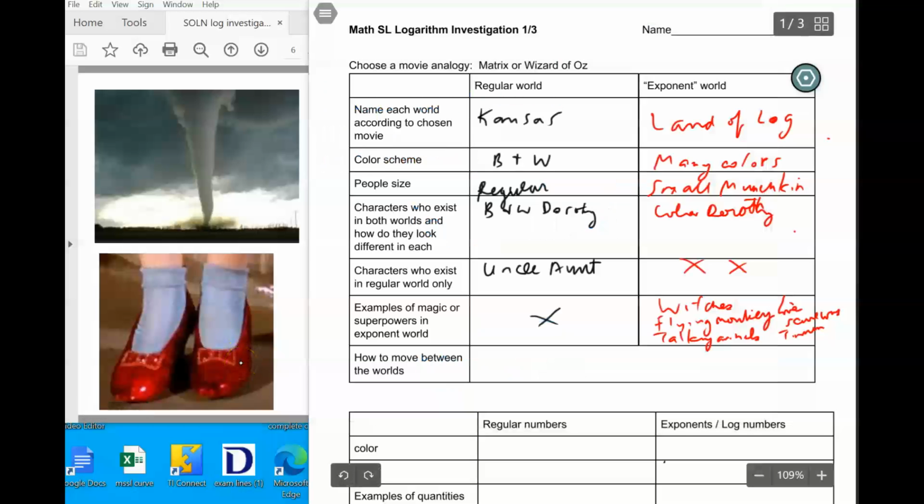Okay? So we write magic shoes, magic slippers, I guess they're called, and goes from land of log to Kansas, and tornado goes from Kansas to the land of log. So the way you go from one world to another is not the same. If you want to go in one direction, you use the tornado. If you want to go back the other direction, you use the magic slippers, right?